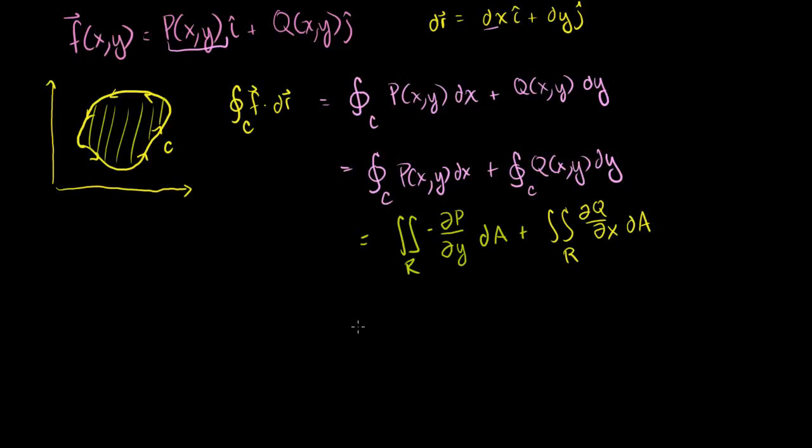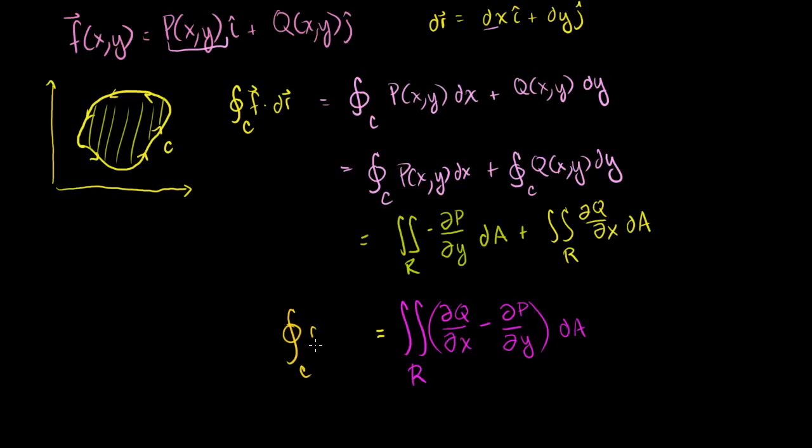What do we get? So this is equal to, and this is kind of our big grand conclusion, maybe magenta is called for here, the double integral over the region of, I'll write this one first because it's positive, that one's negative, the partial of Q with respect to x minus the partial of P with respect to y dA, the differential of area. This is our big takeaway. Let me write it here. The line integral of the closed loop of F dot dr is equal to the double integral of this expression.